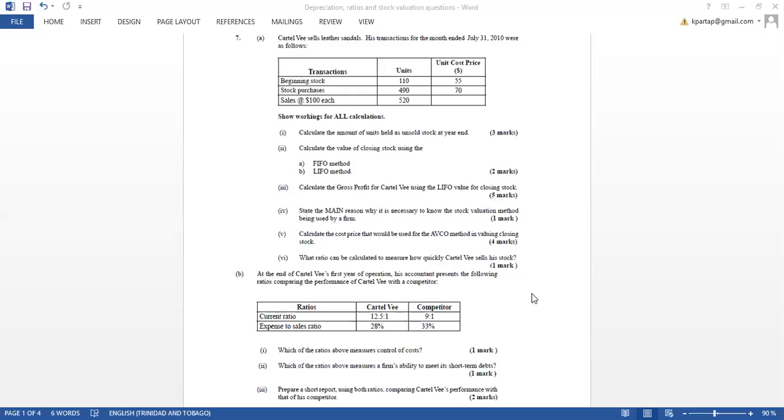Daniel? Okay, so the question starts with calculate the gross profit for cattle B using the LIFO value for closing stock. So they give you the figures, but they didn't give you the figures as values. They give you units and cost price, which means you had to calculate the values that you're using in your trading account. Remember, a typical trading account starts with sales less cost of goods sold to give you gross profit.